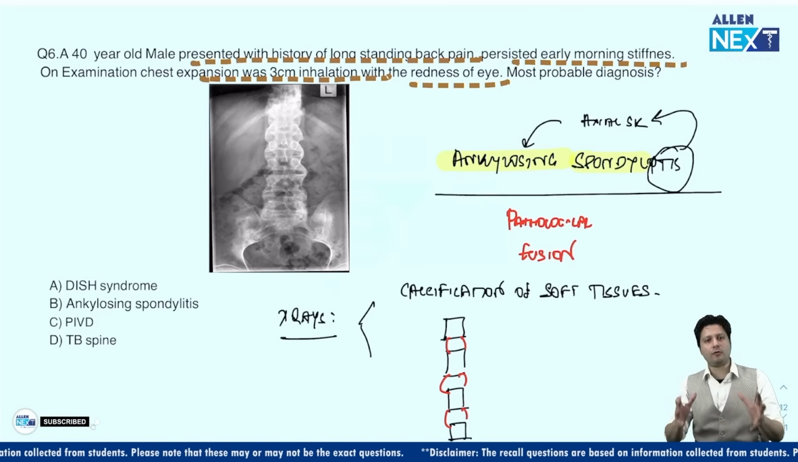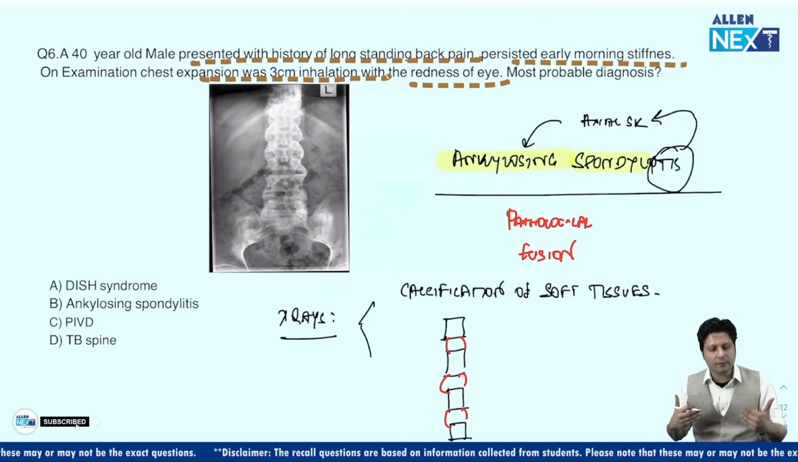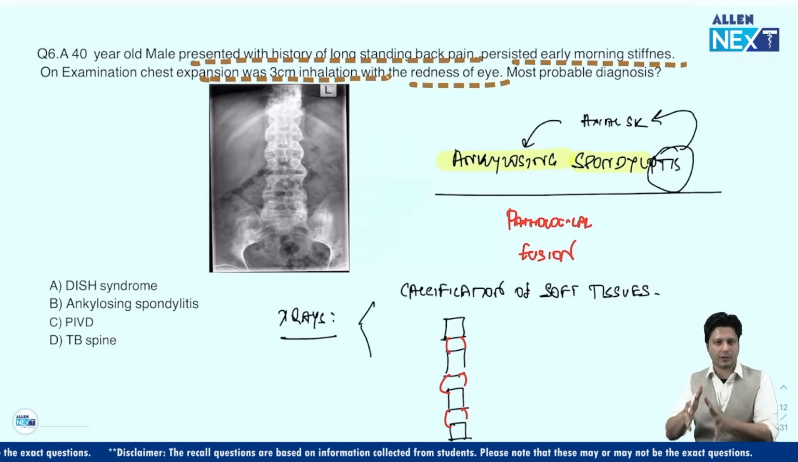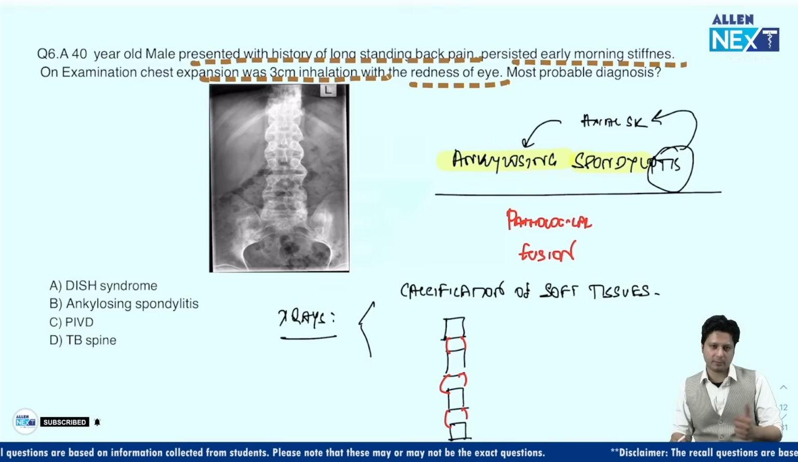All right. So fusion of all intervertebral discs leading to an immobile, rigidly fixed spine. So this is the end result of ankylosing spondylitis with a residual deformity. It could be a kyphotic deformity majority of the times.